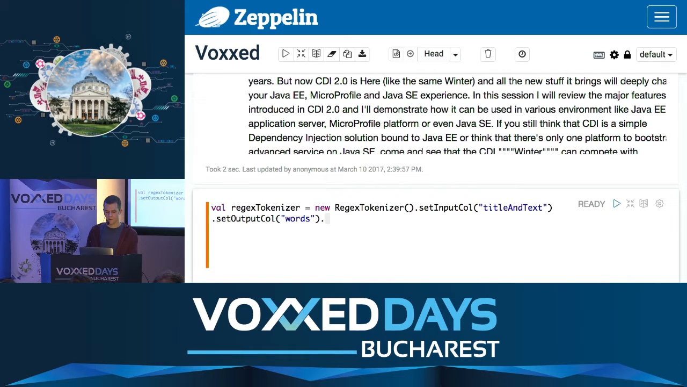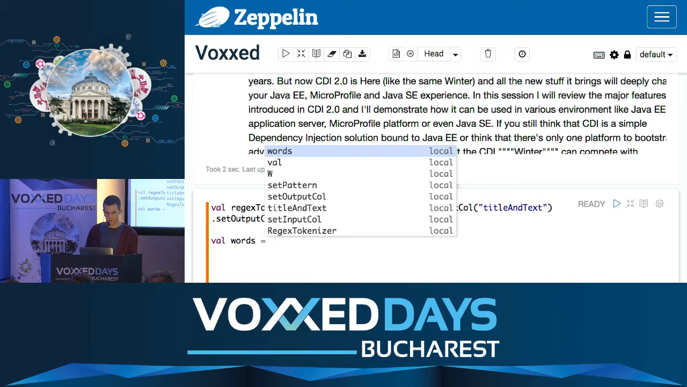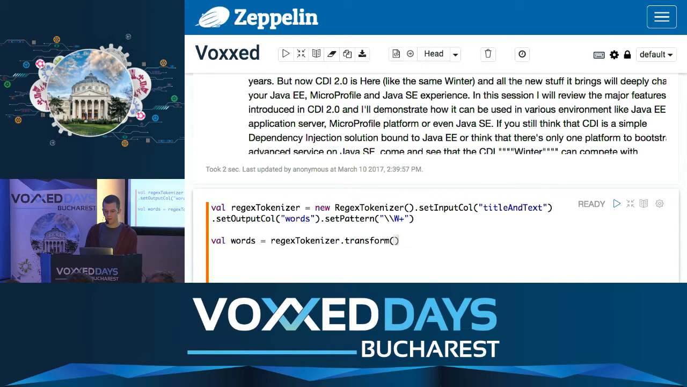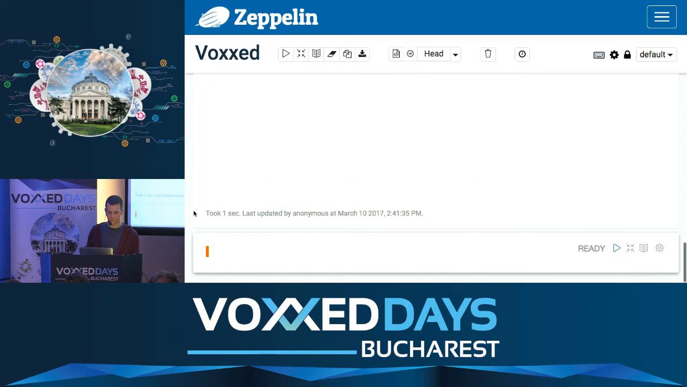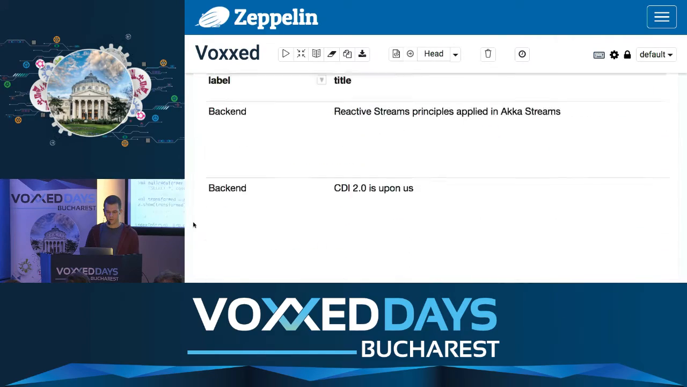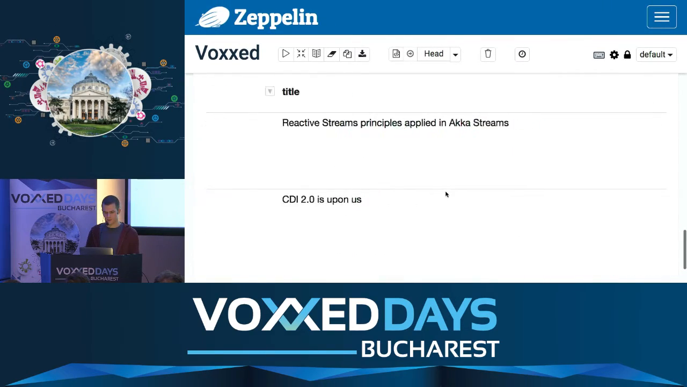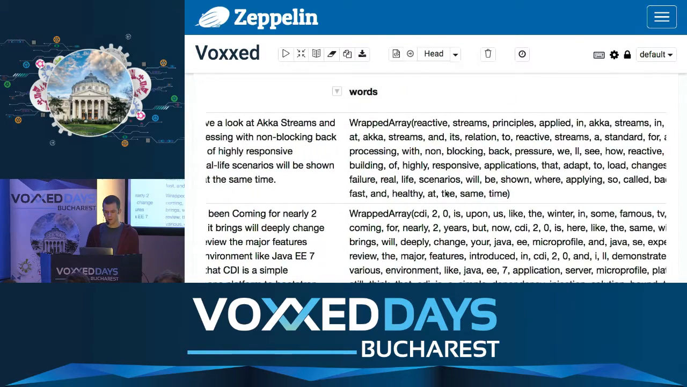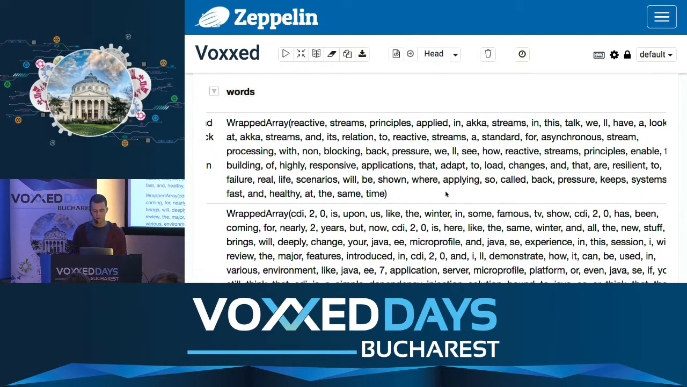And we additionally have to define what the pattern is. So here the pattern would be to split this on every non-word character. And let's see what it creates. So there is regex tokenizer transform our previous data set, which was called transformed. And let's display it. Again, it didn't display the table, so a quick refresh. And we see there is a table, title and text, and there is a new column words with just arrays.